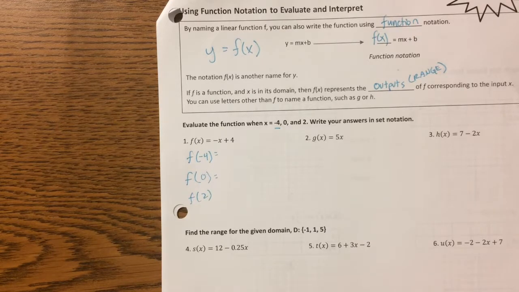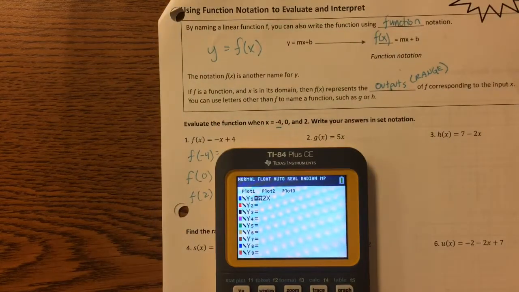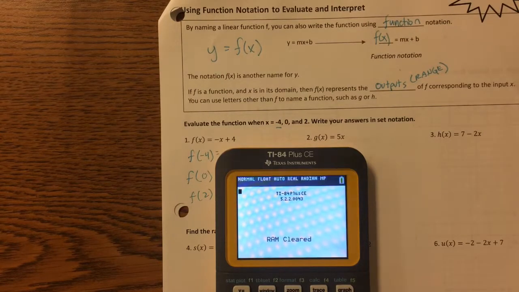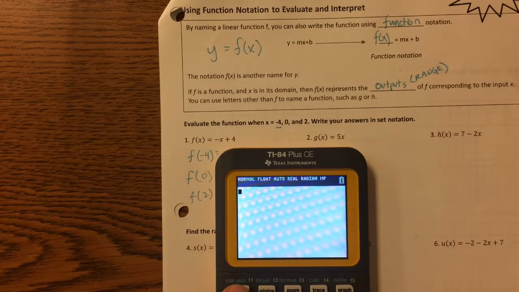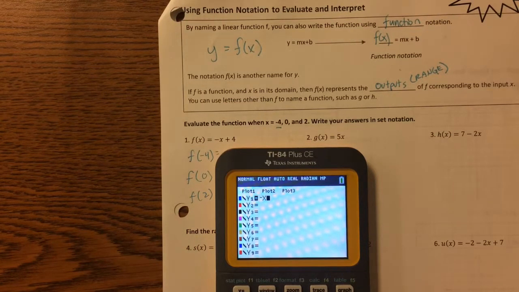So just like always, you want to clear your memory. So let's press second plus 712. Okay, so clear your memory. Just again, because we kind of changed things in pre-calculus, and I want you to have all the default settings here. Once you get the memory cleared, you're going to go to y equals, and you want to type in your equation, -x plus 4.